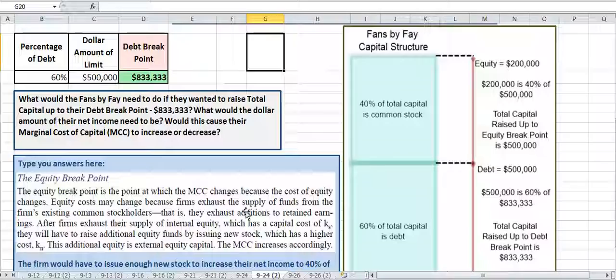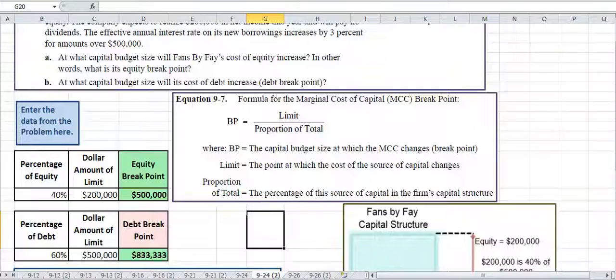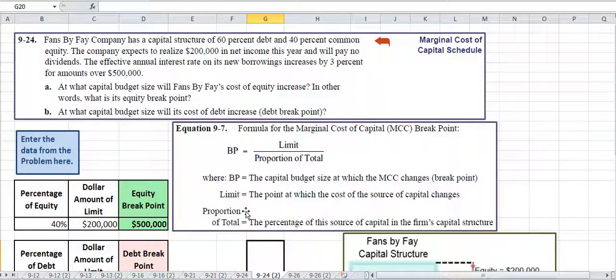Okay, so that takes care of problem 924. And on to problem 926.